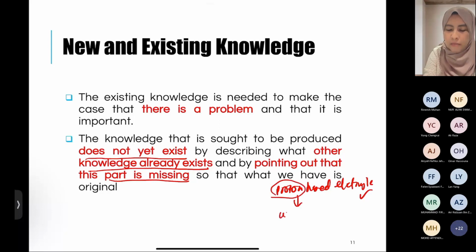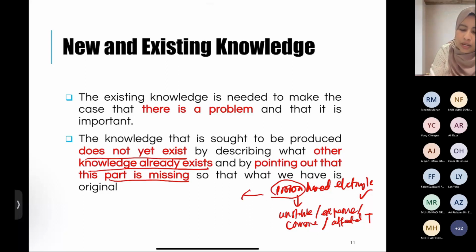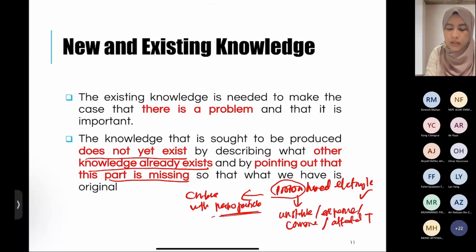Proton-based only: unstable, for example, expensive, for example, corrosive, for example, affected by temperature. So you still want to use proton-based, but you combine it with nanoparticle, for example. Why combine the nanoparticle? To solve this thing. So when you combine a nanoparticle with the proton, it will become more stable, less corrosive, and so on.